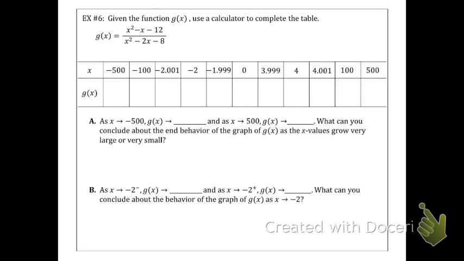All right, so given the function g of x, use a calculator to complete the table. So g of x is equal to x squared minus x minus 12 over x squared minus 2x minus 8. And so I'm going to type that into my y equals, and I'm going to go to second, the calc button, which is your trace. And if you look at number 1, it says value. So I can just ask it x values. We may have to adjust our window a little bit, or we can go to our table and look, whichever.